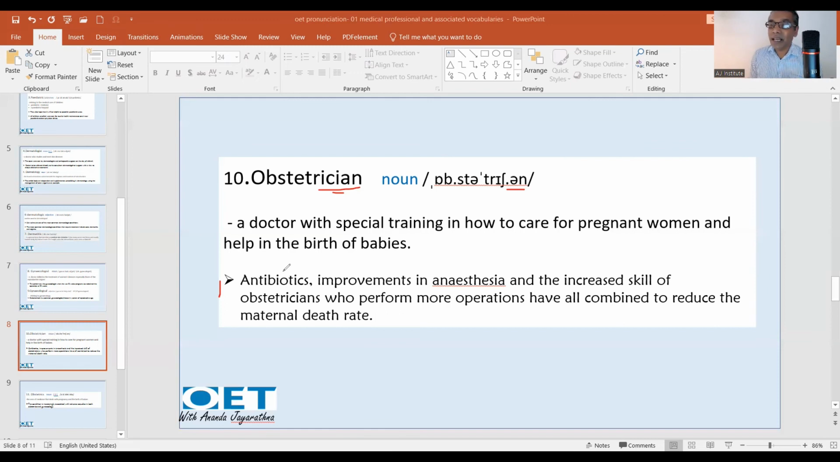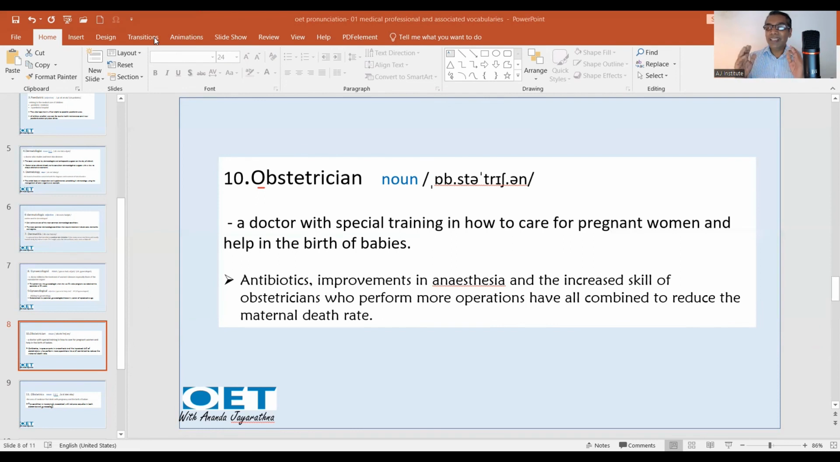Now read this sentence aloud again, another sentence to improve your pronunciation. Antibiotics, an improvement in anesthesia, and the increased skills of obstetricians who perform more operations have all combined to reduce the maternal death rate. At the very beginning, try to read them at a slow pace, step by step, and you'll be able to increase the speed and come back to a natural rhythm.